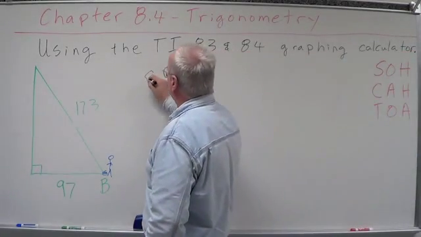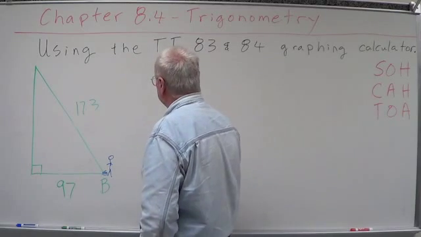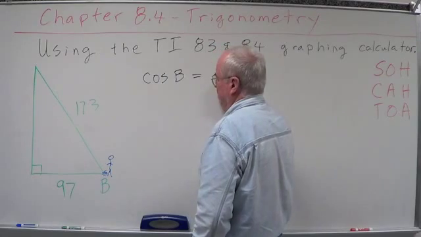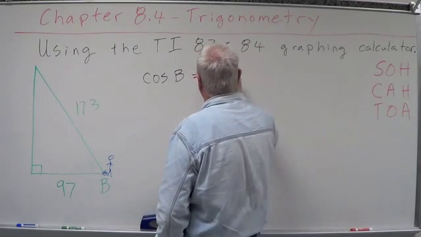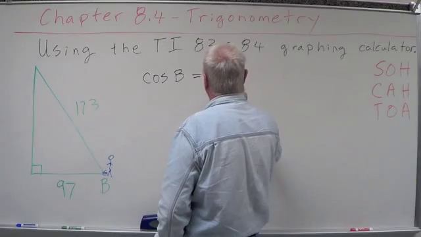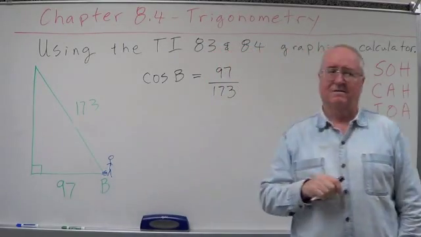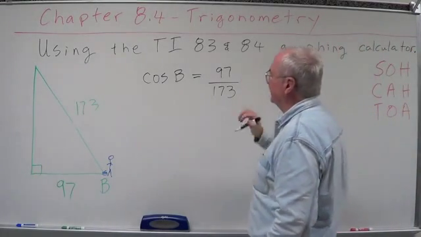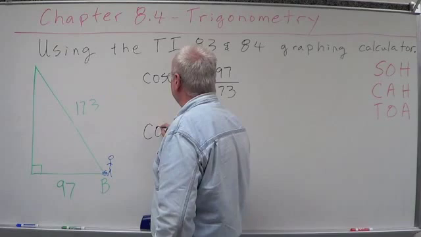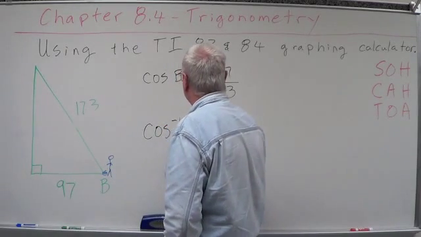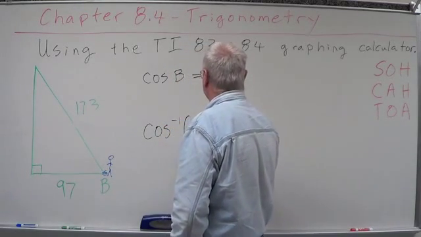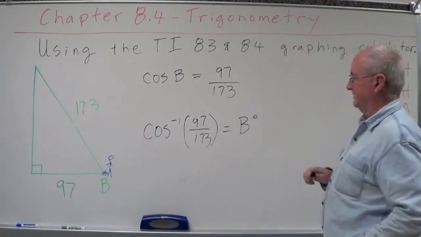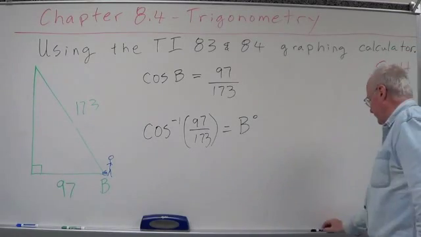So this is going to come up with cosine of B equals adjacent 97 divided by 173. Okay? Now, we want to find the angle whose cosine is this. So we want to find this: cosine negative 1 of 97 over 173 equals angle B in degrees. Okay? That's how that's written.